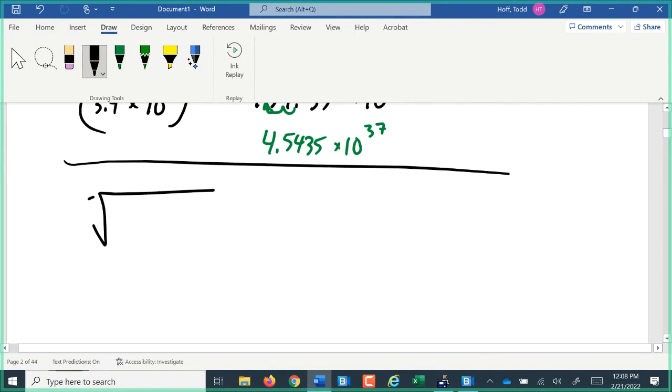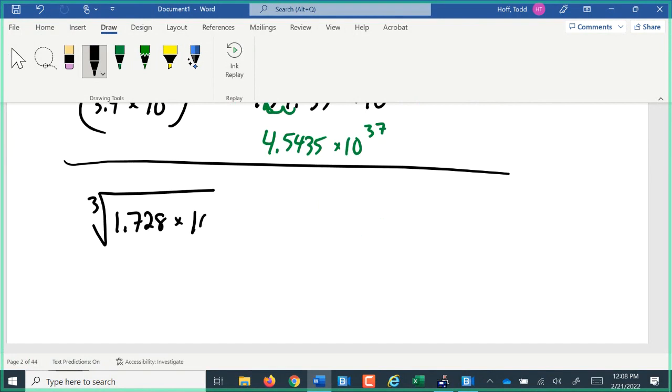We could have the third root of 1.728 times 10 to the negative 18th. So again, we do the third root of 1.728, which is 1.2. And then, just as we saw in the beginning, we divide the powers. Negative 18 divided by 3 will be negative 6. So 10 to the negative 6. I show you the powers and roots just so you've seen them.